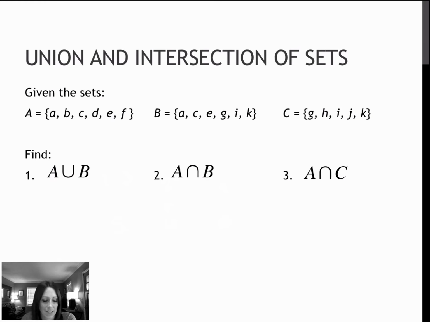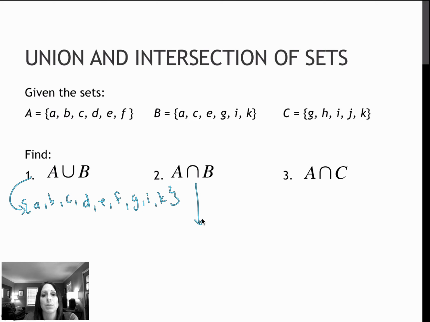So let's do a couple of practice. I have A, B, and C, so 3 different sets, and the first question is A union B. So A union B would be all of the elements that are in A or B. So I've got A and B and C and D and E and F, and those are all from here. And this has A and C and E, but also has G, I, and K. So this is the union of sets A and B. It's all of the stuff that's in either A or B.